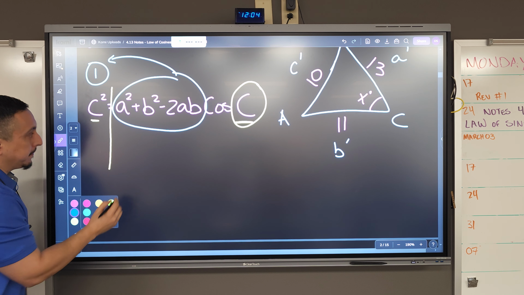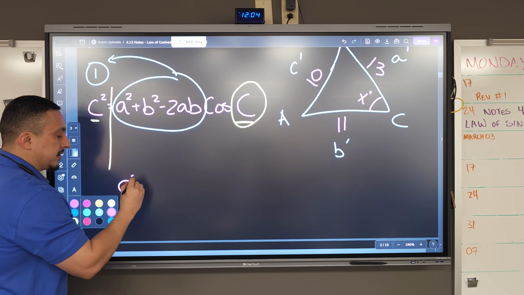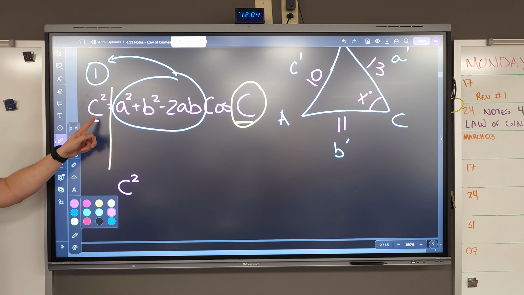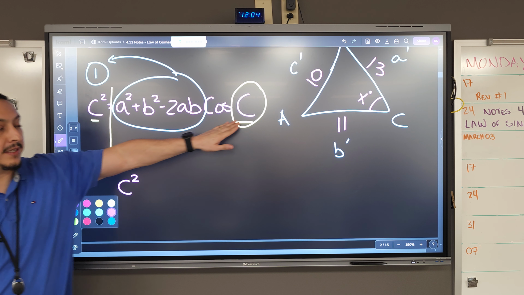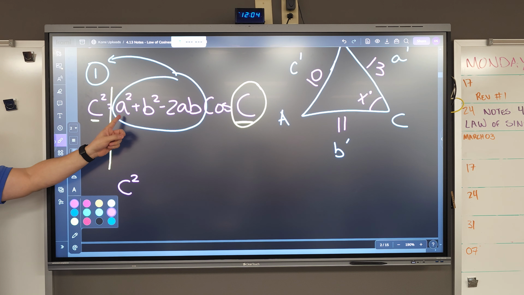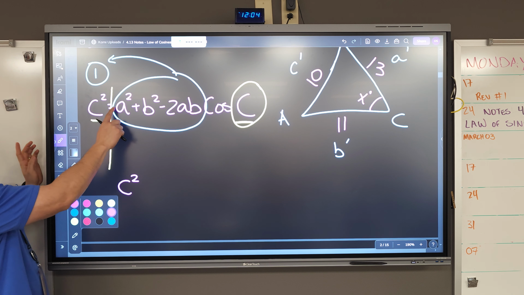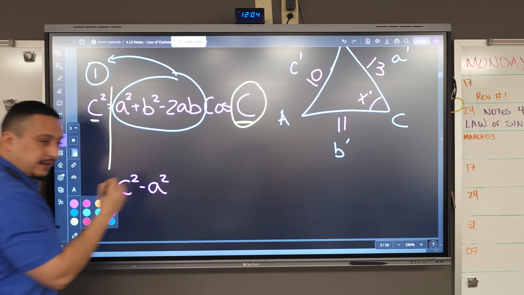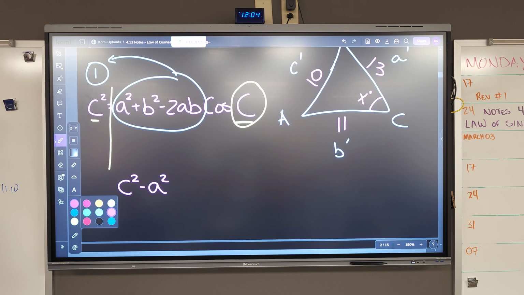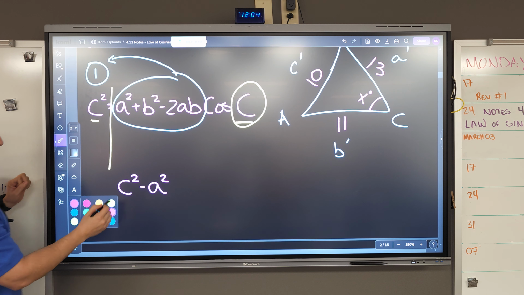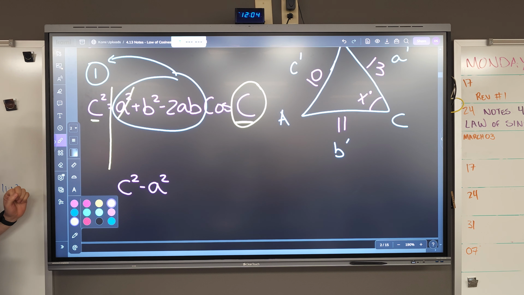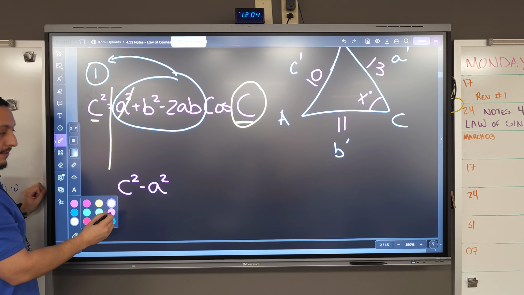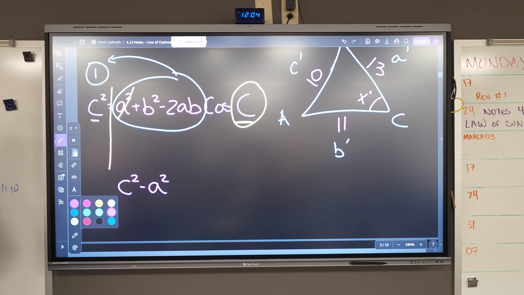Okay, so check this out. C squared is already on the left. Okay. I need to move a squared, so I'm trying to get stuff away from this, right? So I need a squared on this side. What does a squared become? Minus because it's positive, so I subtract it, right? So minus a squared. Everybody with me there? Yep. Okay. That takes care of this, right? No more a right there. Now I need to get rid of b squared. How do I move b squared to the other side? Minus.